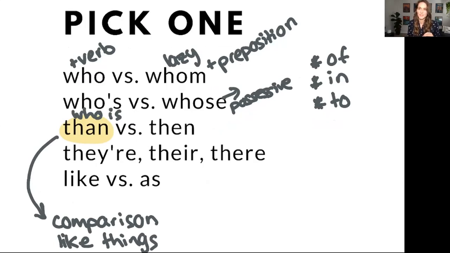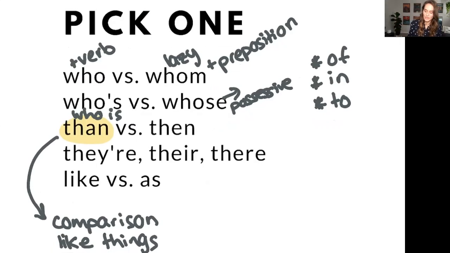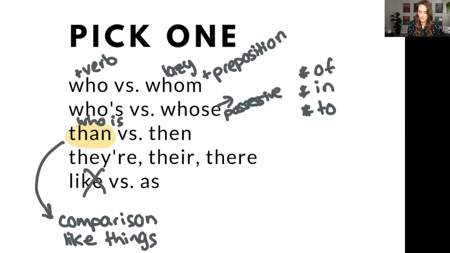They're, their, and there. So the first one is going to be they are, then their as in possessive, and over there as a place. And like versus as. So never pick like if you have the option to pick as. That's going to be the easiest one.